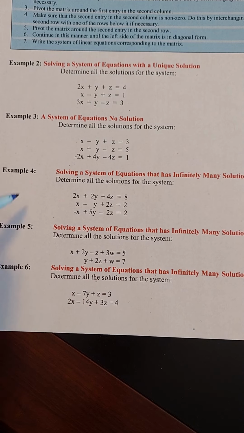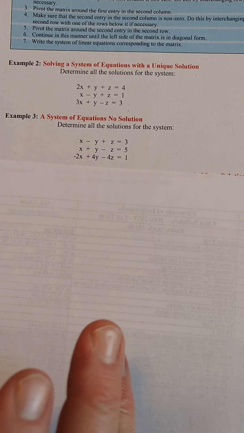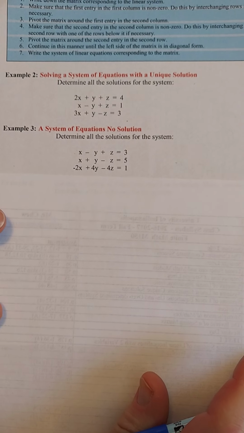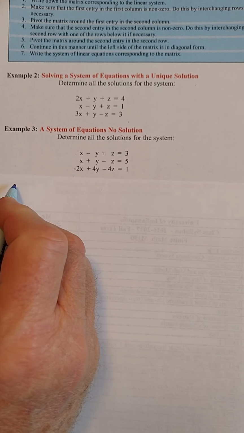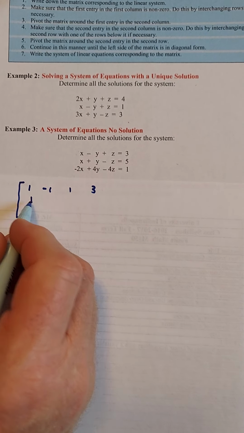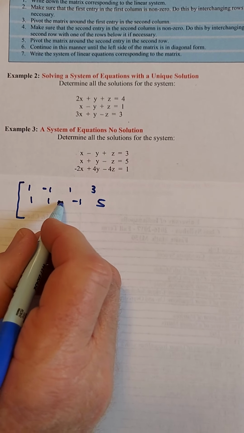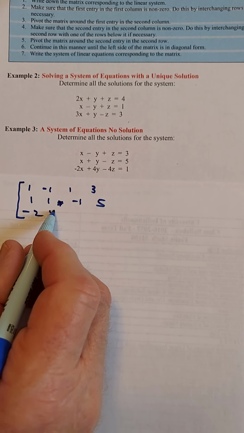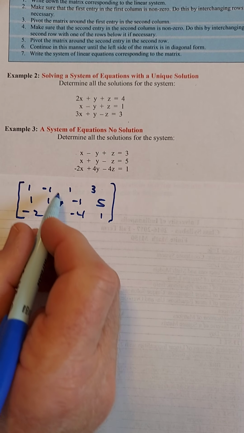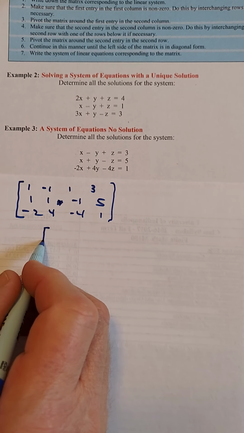Now we're ready for example 3. I think I just did 2. Okay, so on this one, we're going to have 1, negative 1, 1, 3, 1, 1, negative 1, 5, negative 2, 4, negative 4, 1. I didn't line that up very good, did I? Make sure you get these all lined up. Sometimes when I'm hurrying looking back and forth, I don't get them in the right places.